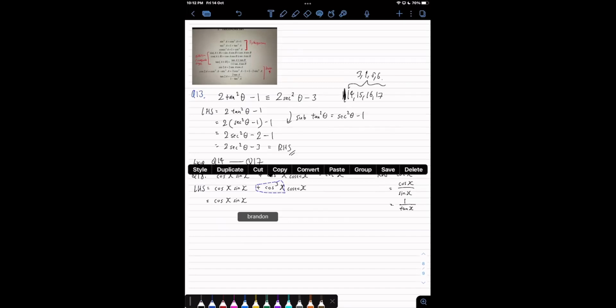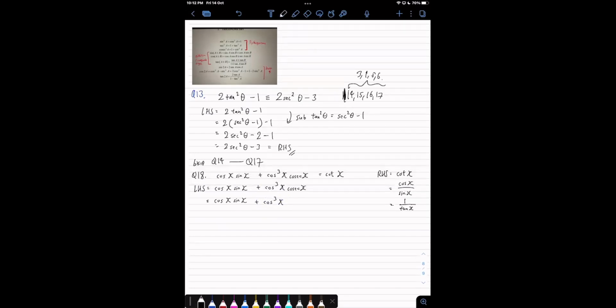So cosine cube x and then cosecant is really just 1 over sine, right? So it's over sine x. You realize you got cosine x sine x plus a fraction. You can always rewrite this cosine x sine x as over 1. Times sine. Now you got fraction plus fraction. What should you do? Add. Times sine x. Cosine x sine square x plus cosine cube x over sine x. Very good. Got square. Then what do you do?